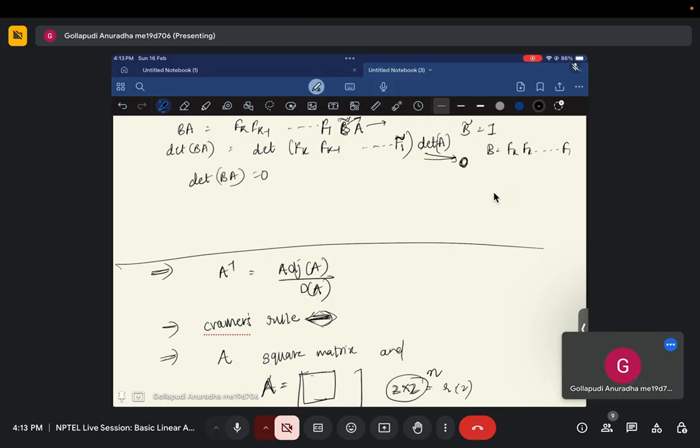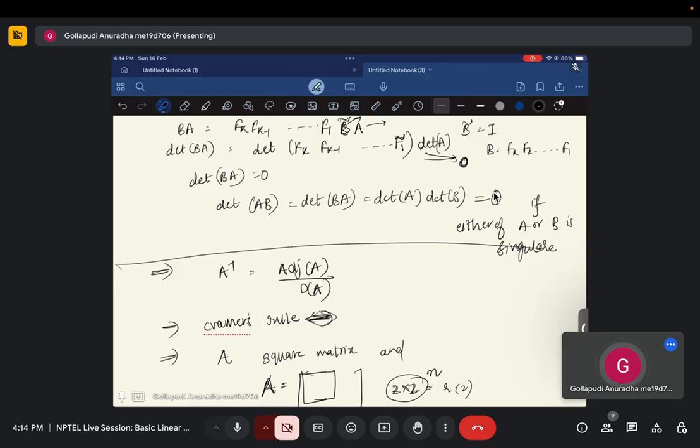Okay, so determinant of AB, determinant of BA, and determinant of A times determinant of B will all be equal to 0 if either A or B is singular. So in any case this is going to be true. Do you want me to repeat this again?